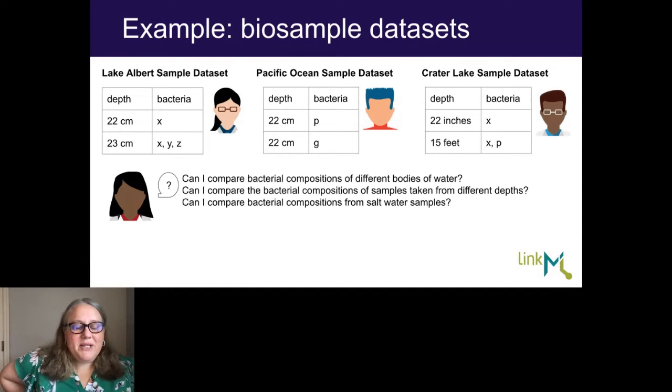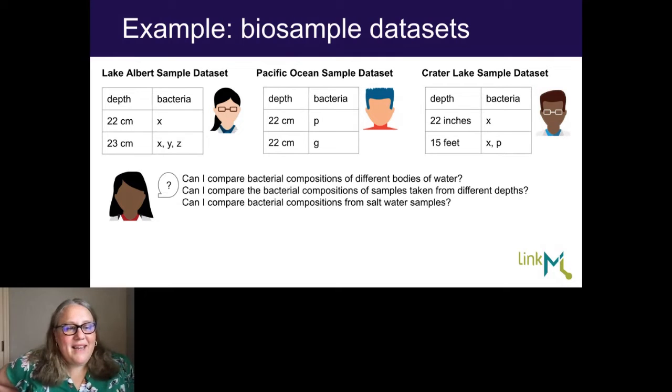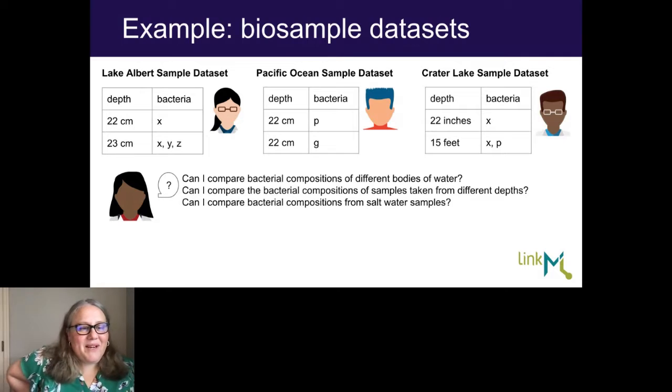So we have 3 researchers here. They're all sampling microbial data from bodies of water in Oregon. It's where I'm from. We have one looking at a lake called Lake Albert, one looking at the Pacific Ocean, since Oregon borders the Pacific Ocean, and Crater Lake, which is in the largest national park in Oregon. And the 4th researcher here down at the bottom just really wants to reuse this data. She wants to look at the data across all these data sets.